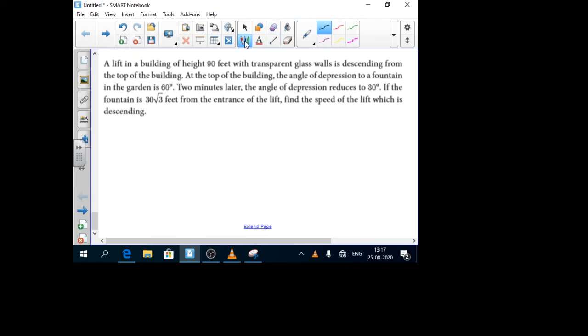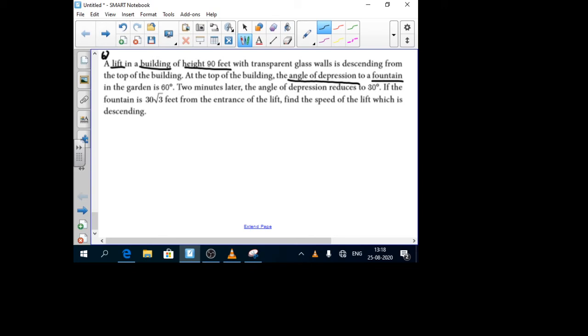Okay, sixth sum. In the sixth sum, a lift in a building. A lift in a building of height 90 feet. Here the distance is given in feet. A lift in a building of height 90 feet with transparent glass walls is descending from the top of the building. At the top of the building, the angle of depression of a fountain in the garden.